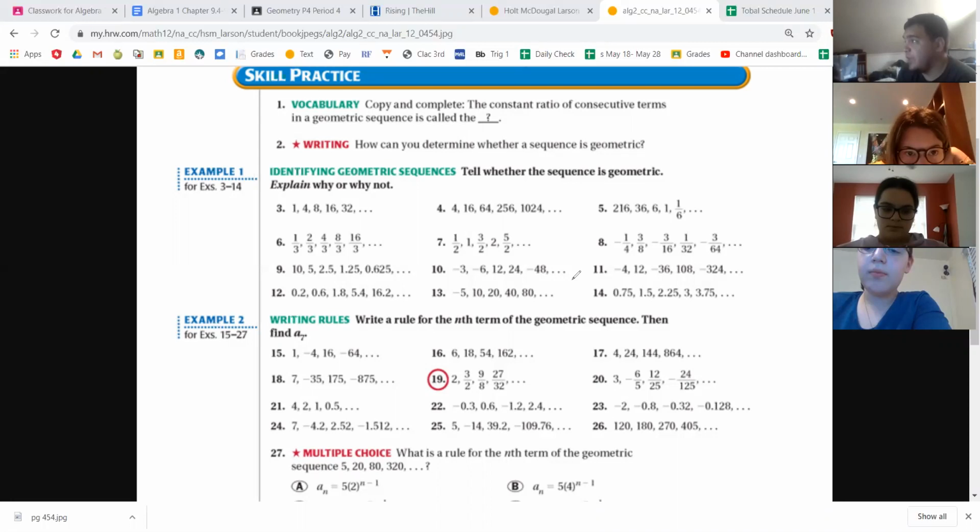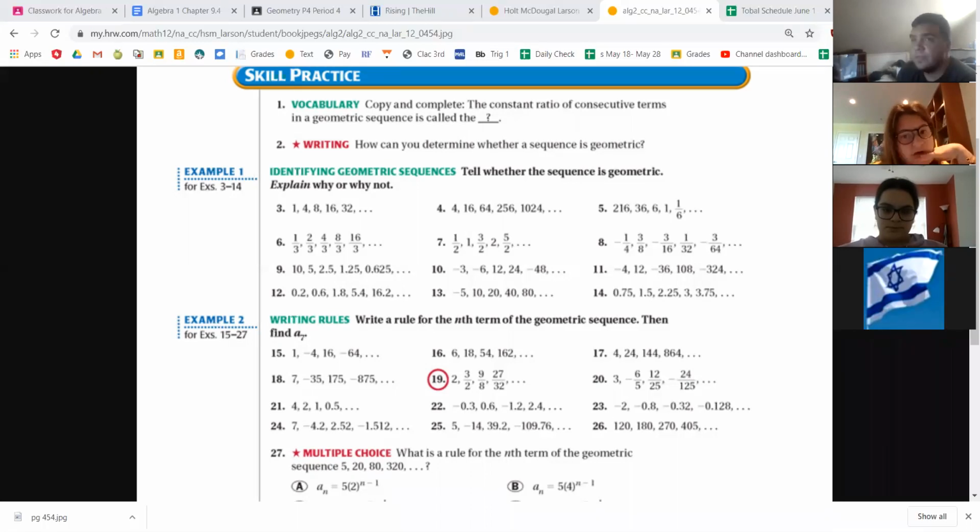So we're going to do 3 to 8 for today. The first one is... No. I'm just going to mute everyone because I don't know what's coming up with some noises. You can unmute yourself if you need to.